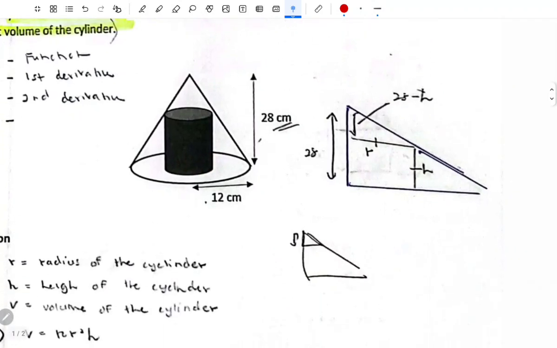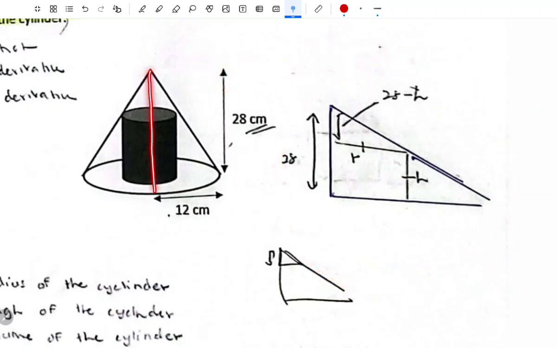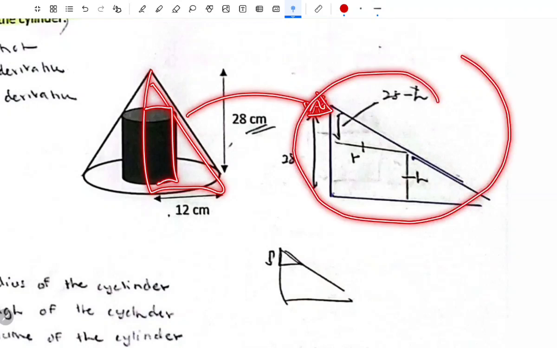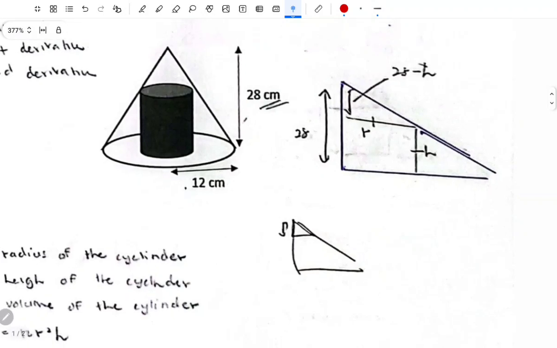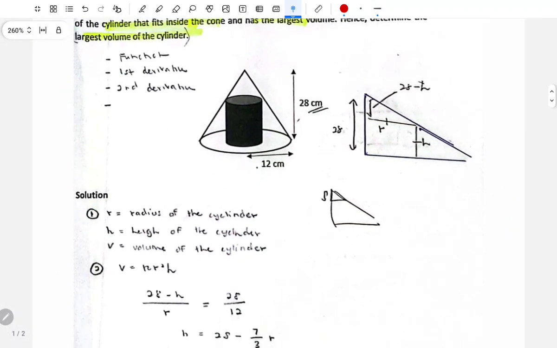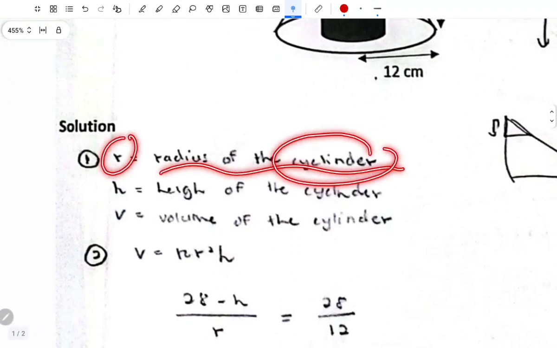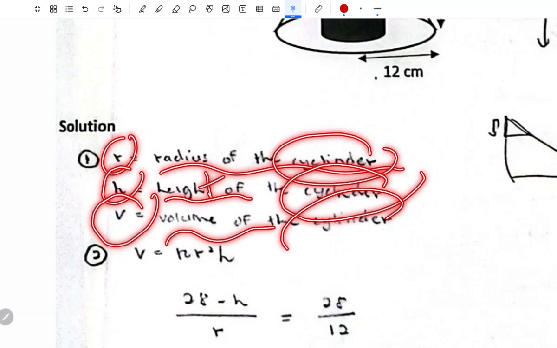Okay, so now this is a figure that I made to represent this, but I made it half like this. When I make it half like this and make it 2D, it's going to be like this. This is not exactly the same, but this is just a figure so that we can understand what we are going to do. So first, we assign the variables. I assign r to be the radius of the cylinder, h to be the height of the cylinder, and V to be the volume of the cylinder.